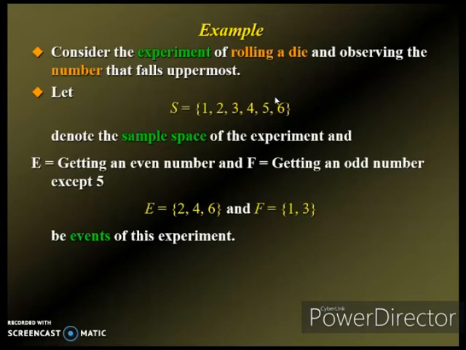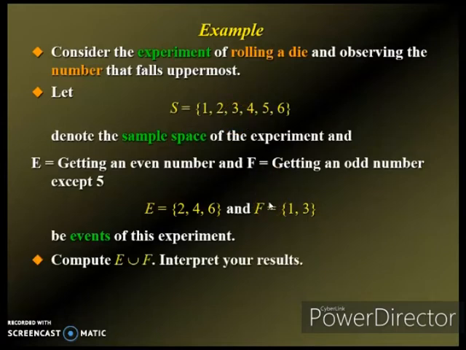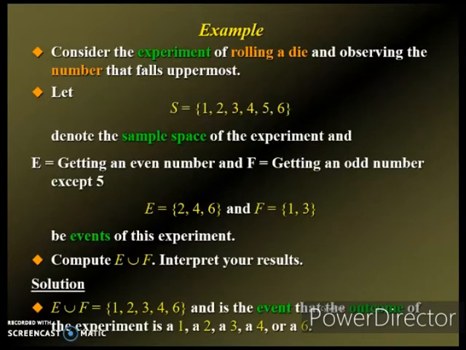And F is getting an odd number except 5. The odd numbers are 1, 3 and 5. So except 5 means F is equal to {1, 3}. Now, what will be E union F? As I told you, as these events are sets, you need to combine the events or the sets E and F just as in sets. So E union F will be 2, 4, 6, 1, 3. When it is written in order, it will be {1, 2, 3, 4, 6}.